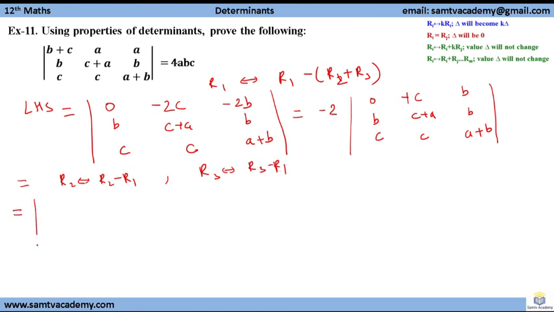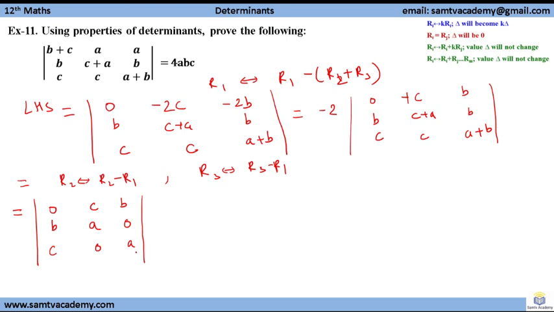So what you will get, I will write here. First row will be written as it is, 0, C, B. Now second row is subtracted from this, so B, it is B only, that is C plus A minus C, so here left with A, last it will become 0. Now again R3 minus R1, so here it is C only, this will become 0, and A plus B minus B, here it is A.